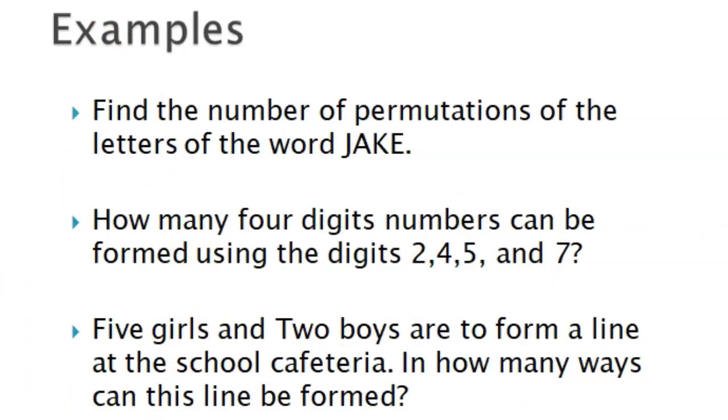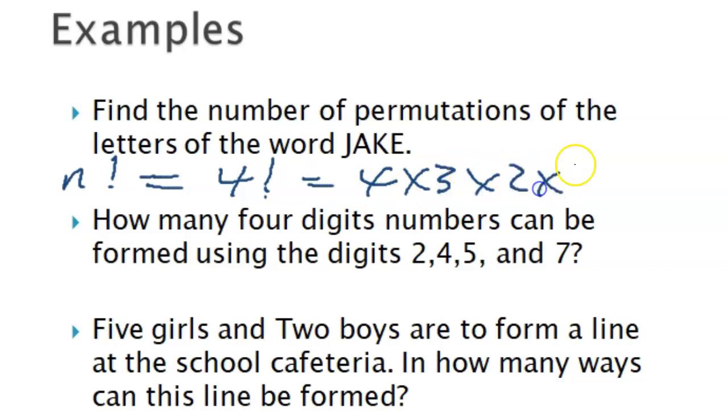So here are 3 quick examples for practice. Find the number of arrangements or permutations of the letters of the word Jake. Notice we have 4 characters and all of them are different, so none of them are alike. So let's use the formula. The number of ways of arranging Jake is n factorial, and in this case n is 4. So 4 factorial is 4 times 3 times 2 times 1. 4 times 3 is 12, 12 times 2 is 24, 24 times 1 is still 24. So there are 24 ways of arranging any 4 unlike characters.